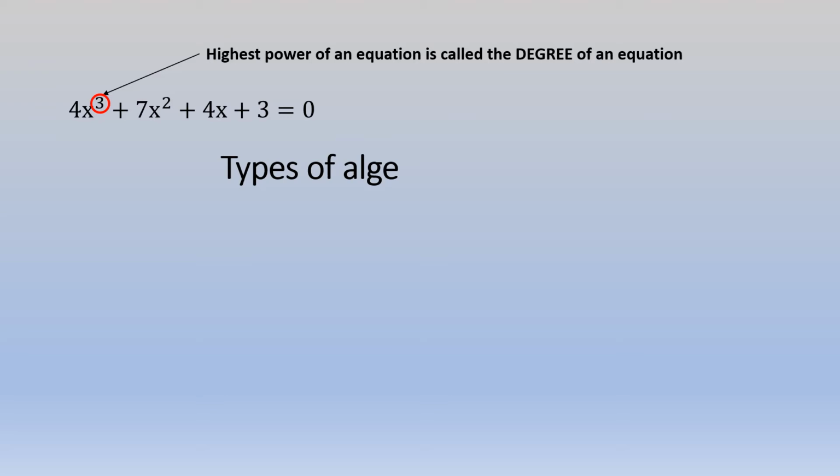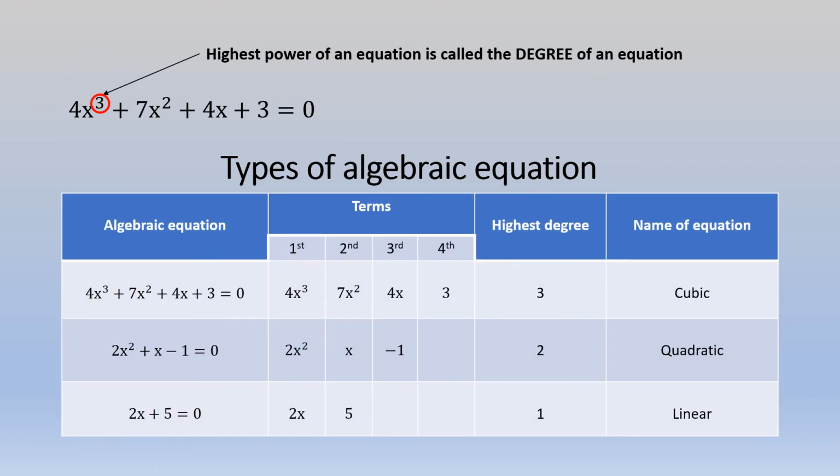So there are different types of algebraic equations according to their degrees. Let us take these examples. In the first example, we have 4x cubed plus 7x squared plus 4x plus 3 is equals to 0, where the terms, that is first term 4x cubed, second is 7x squared, third is 4x, and the fourth is 3. Here we see the highest degree is 3, and it is called cubic equation.